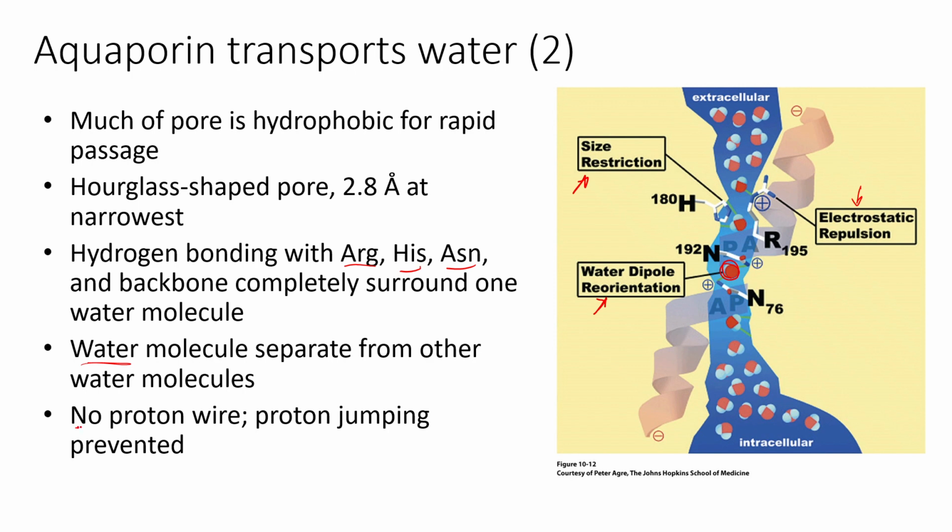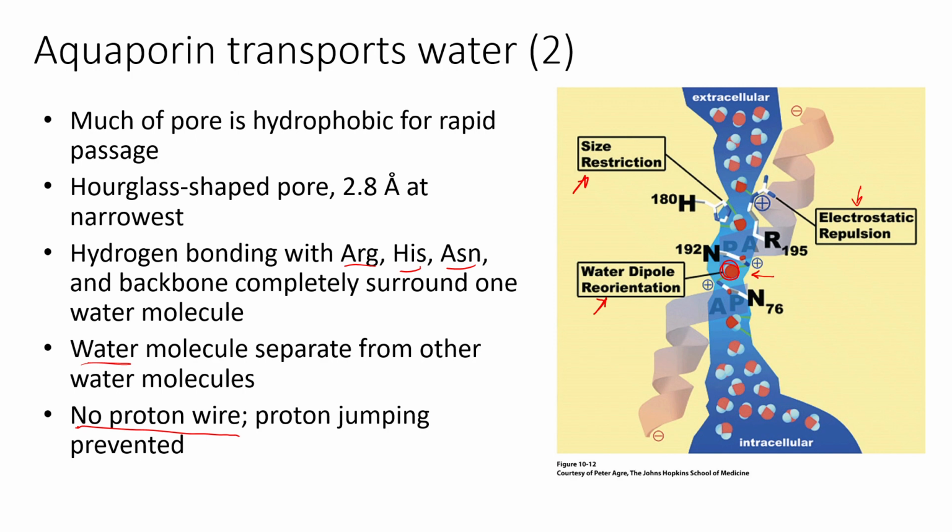stop from forming a proton wire, or in other words, to prevent proton jumping. Because like we mentioned before, protons are really tiny and they are charged, right? Just like water has that polarity to it, protons are charged. So you might think that protons can kind of sneak their way through this pore. And one way that we prevent that from happening is having the water molecule reoriented about the dipole and separated from all the other water molecules.